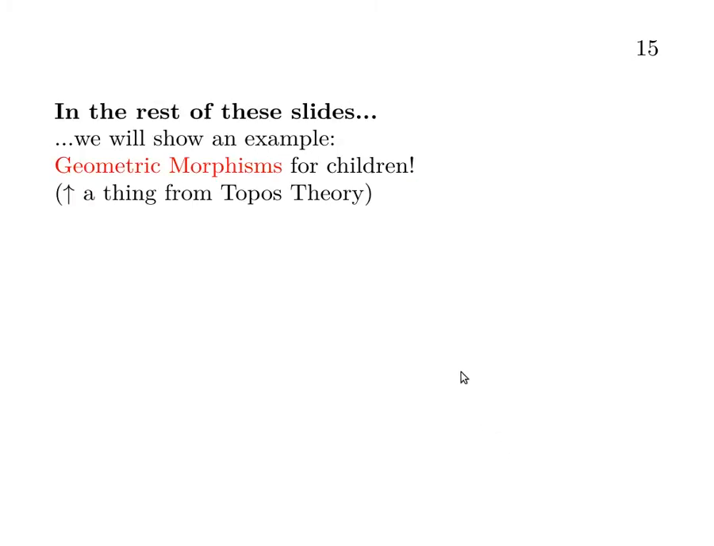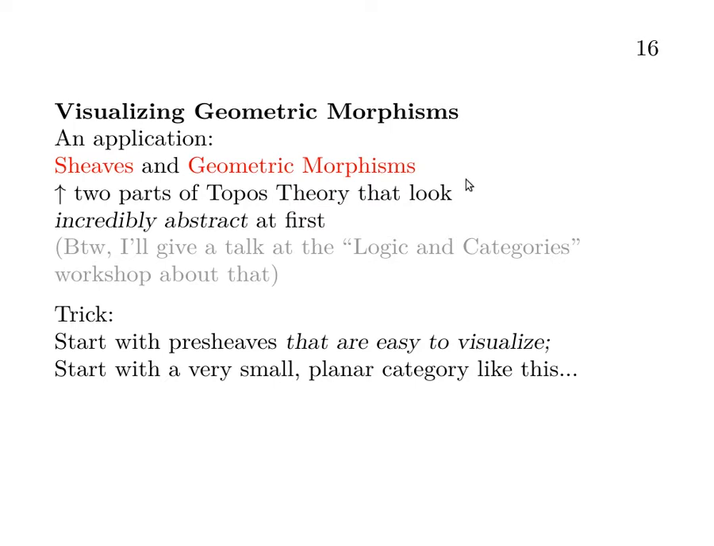In the rest of the slides I'm going to show an example based on geometric morphisms, which is something from topos theory. I'm also going to give another talk at the conference in a workshop called Logic and Categories. The title is Visualizing Geometric Morphisms, and there I'm going to discuss sheaves and geometric morphisms.